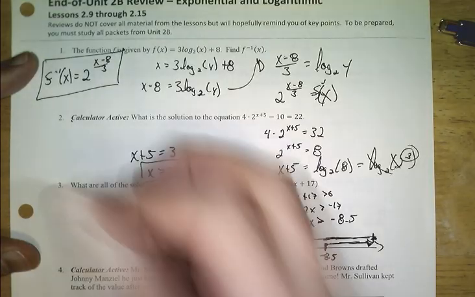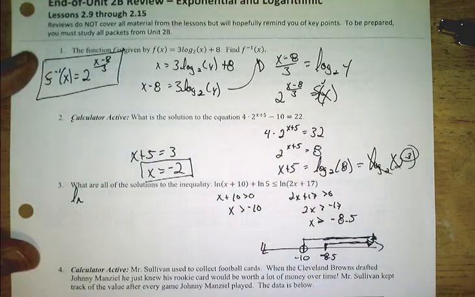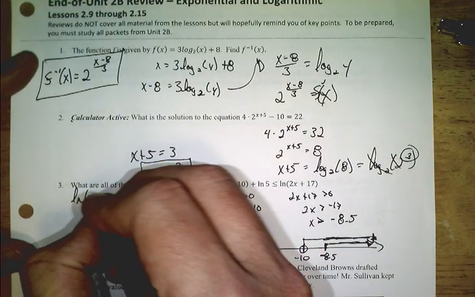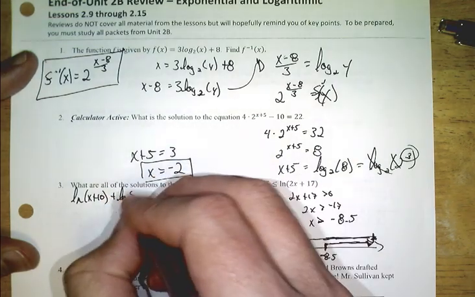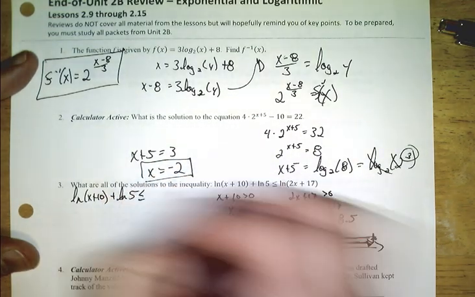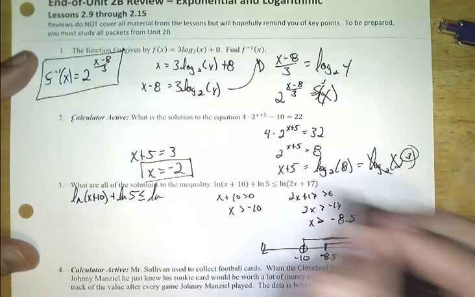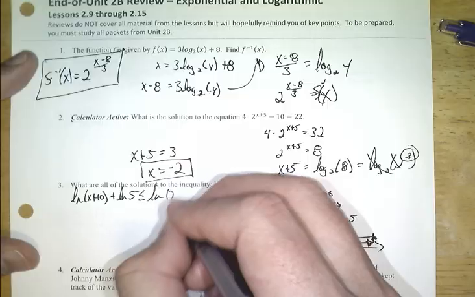So now let's solve this. ln of x plus 3. Rewrite the problem. ln of 5 is less than or equal to ln of 2x plus 17.